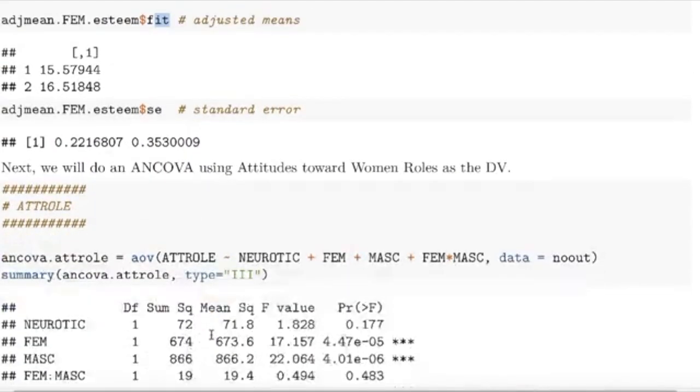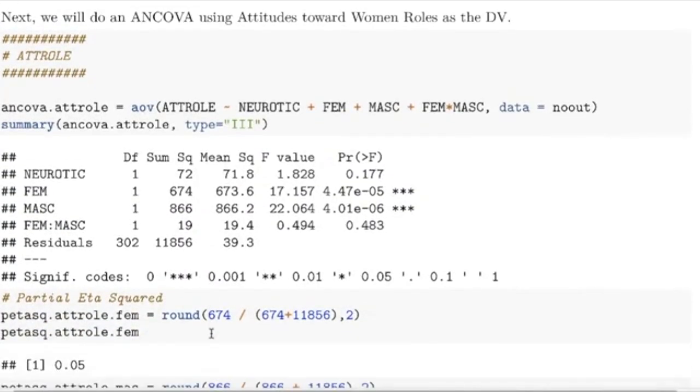I'm not done. I have to do a second ANCOVA. And in this ANCOVA, I am going to use the attitudes variable as my dependent variable. The same syntax over here. I just stored it in a variable called Mancova, and then the keyword for attitude.